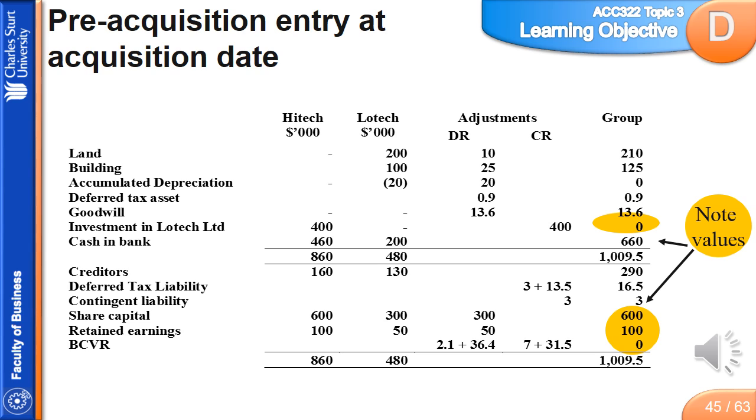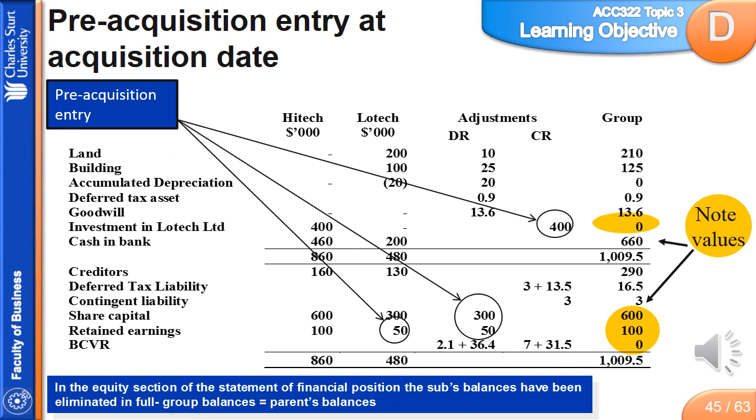We also want to see that the assets in the top there equal the liabilities and equity down the bottom there. So we've got $1,009,500, and that is equal on both sides of the equation, which is great, which is what we want to see. These group figures can now be taken, and a consolidated statement of financial position can now be created.